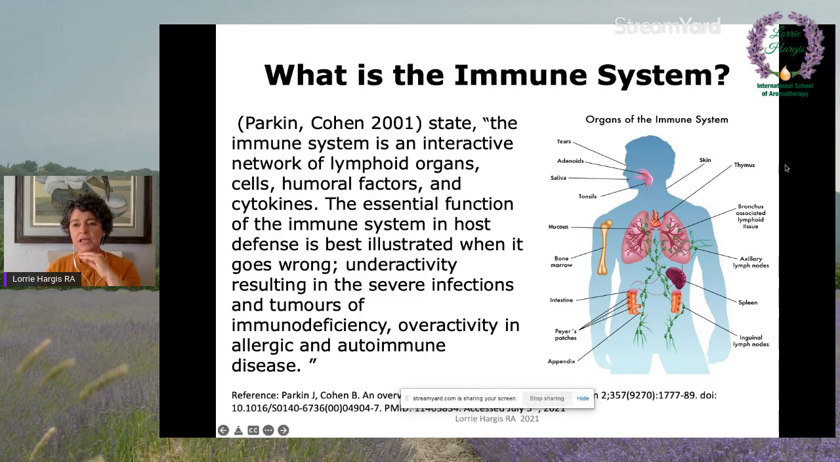So as we look here, our skin is part of our first defense for our immune system, isn't it? Then we have our thymus gland that sends off T cells and B cells. And then we have our bronchus associated lymph tissue. So every time we take a breath, we are moving that lymph tissue. We are moving our lymphatic system every time we take a breath.